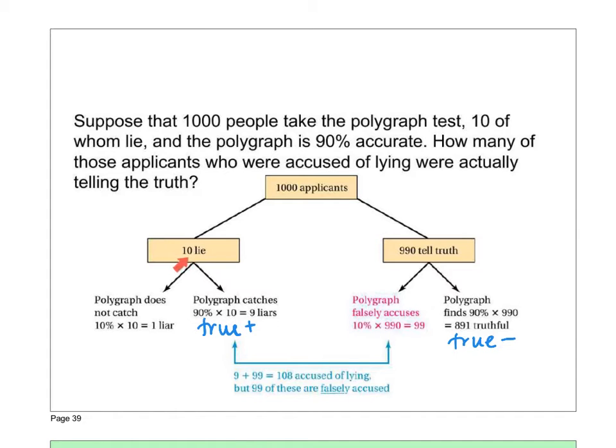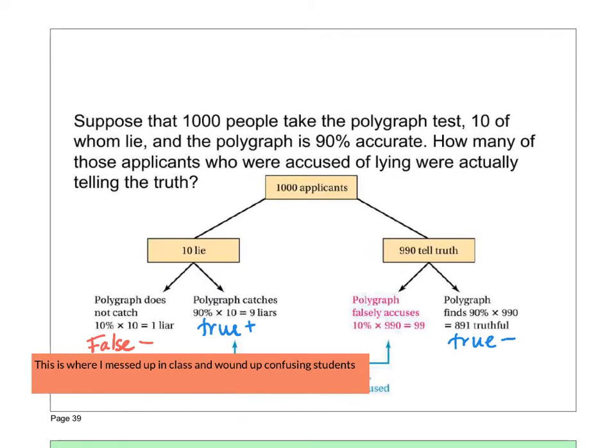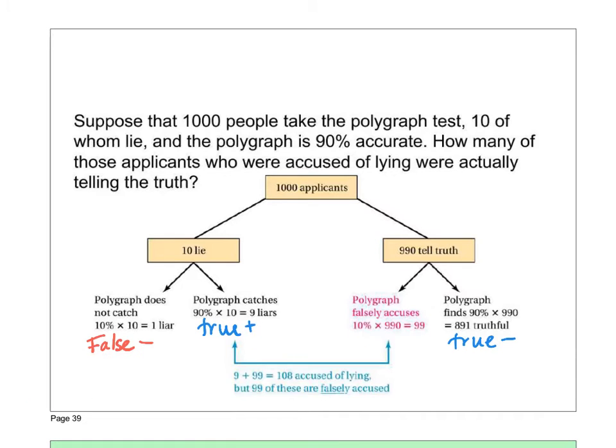So of my 10 liars, 10% are false results. So they lied, but it did not catch them. So the result is false, saying that they did not lie when they did. Likewise, of the 990 who are telling the truth, 10% of them, so 99, have been falsely accused. They have been falsely told that they lied.